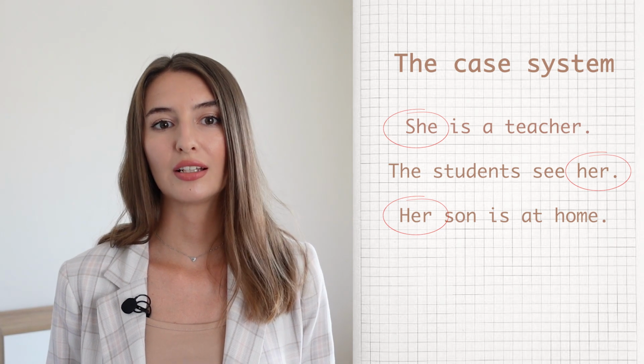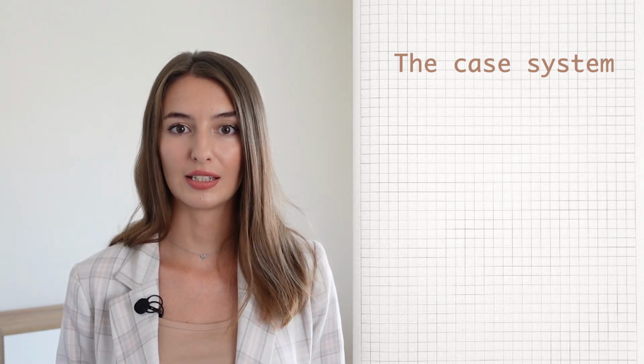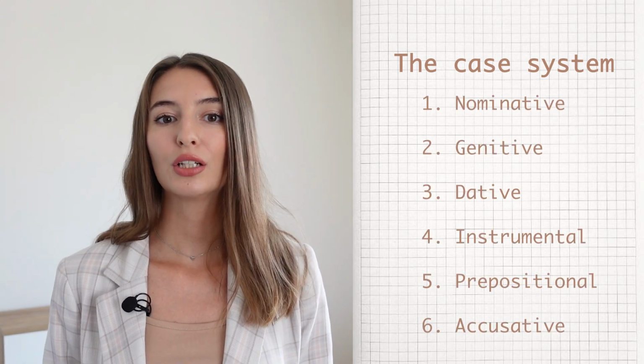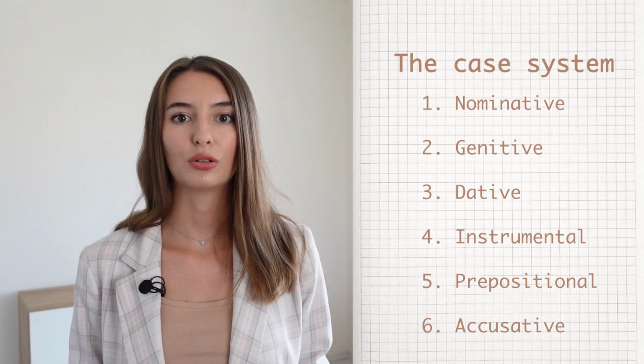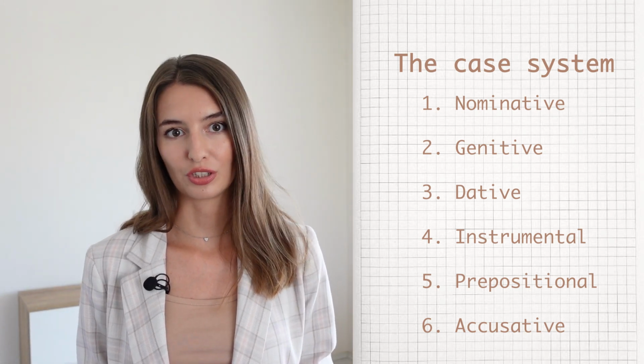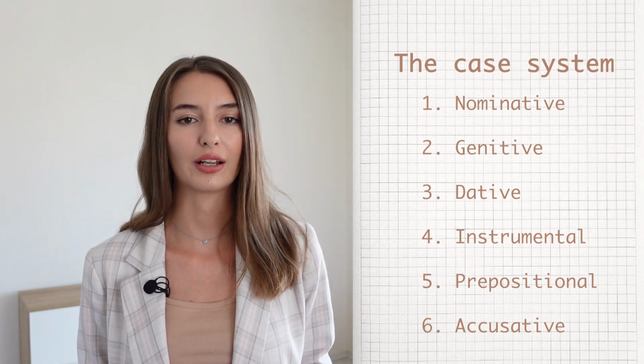We change the ending of a noun and adjective according to the case. There are 6 cases in the Russian language. To speak correctly, you need to know all the cases. You need to know their functions, with each verbs and preposition which case to use, and how to change a noun or an adjective.